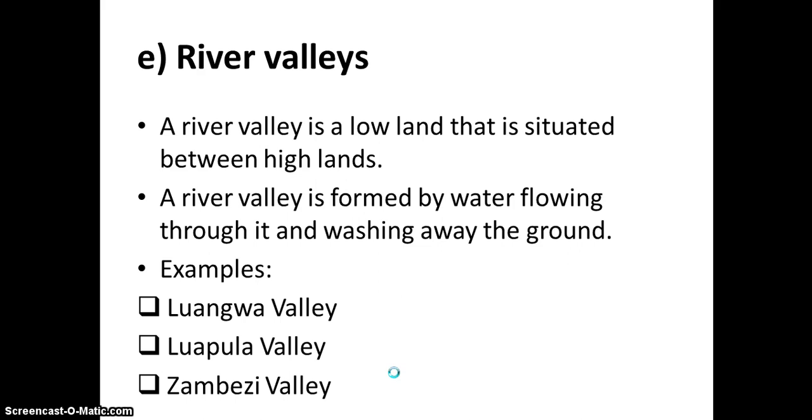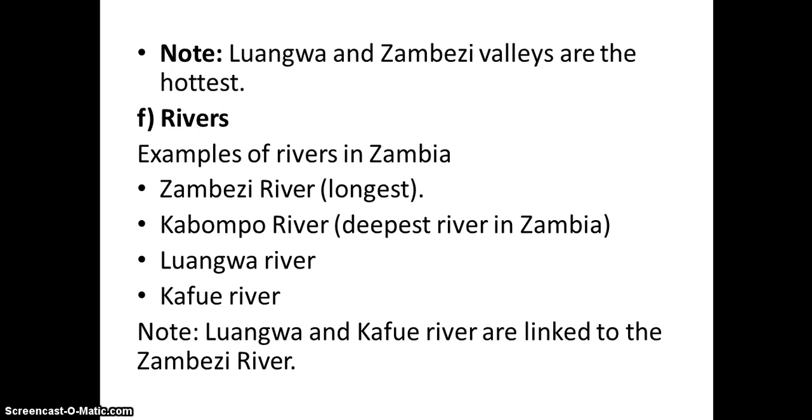Okay, which lies low. A river valley is formed by water flowing through it and washing away the ground. So as the ground is getting washed, there is a lowland that forms between two highlands. We have a number of valleys in Zambia. Common ones include the Luangwa Valley, Luapula Valley, and Zambezi Valley. Note that Luangwa and Zambezi valleys are the hottest. Well, usually it's quite hot in a valley.